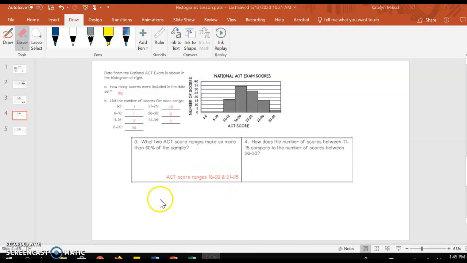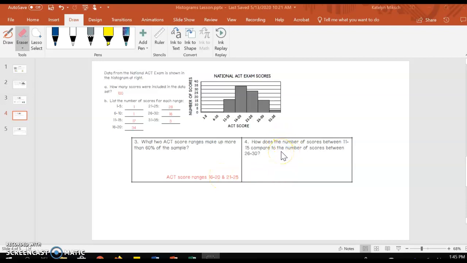Okay, so hopefully you got the same thing that I did. If we add 34 and 28, we will get 62, which would be more than 60%. So those are our 2 ranges that we're going to use right there.